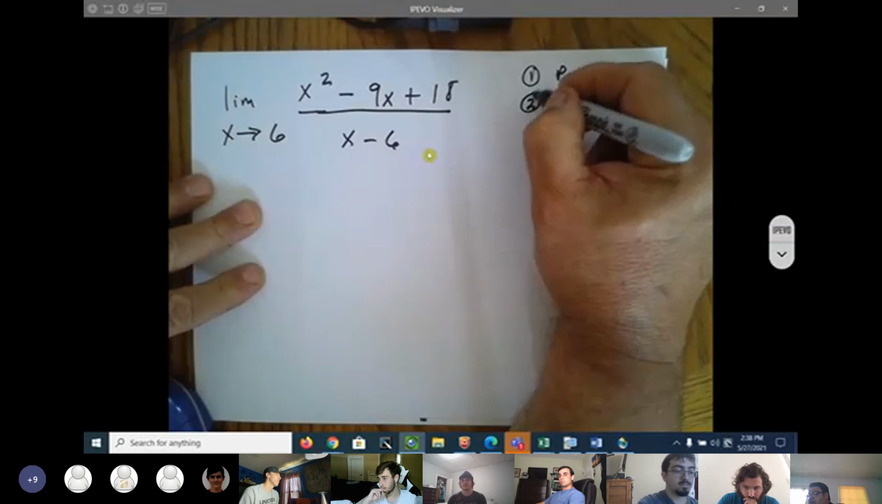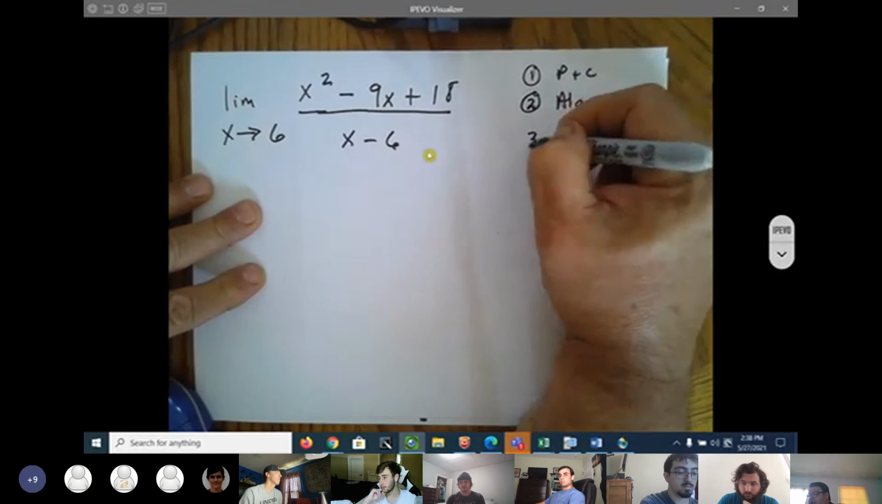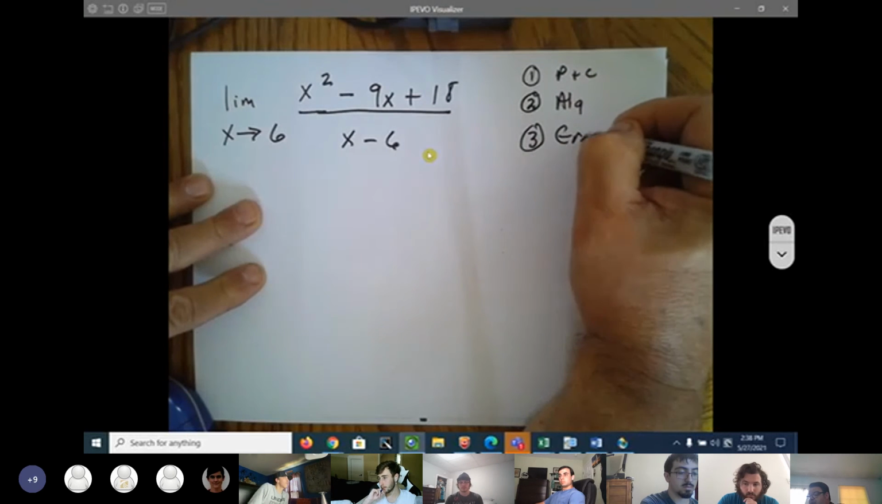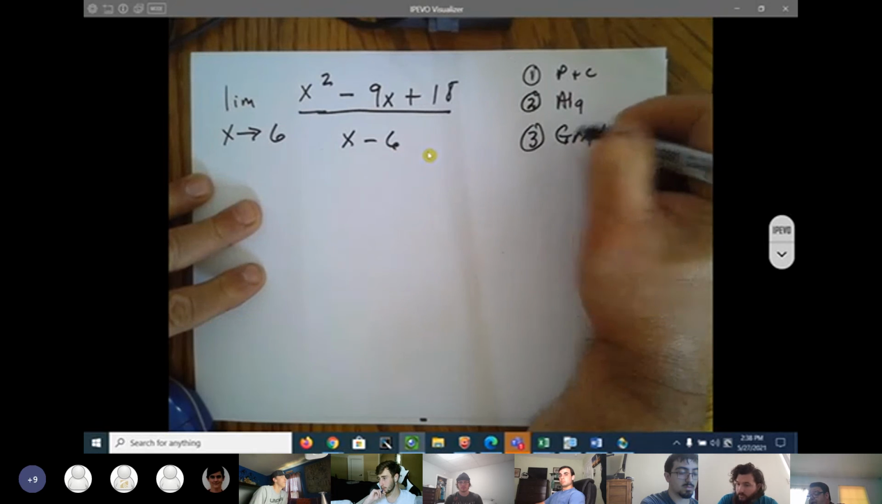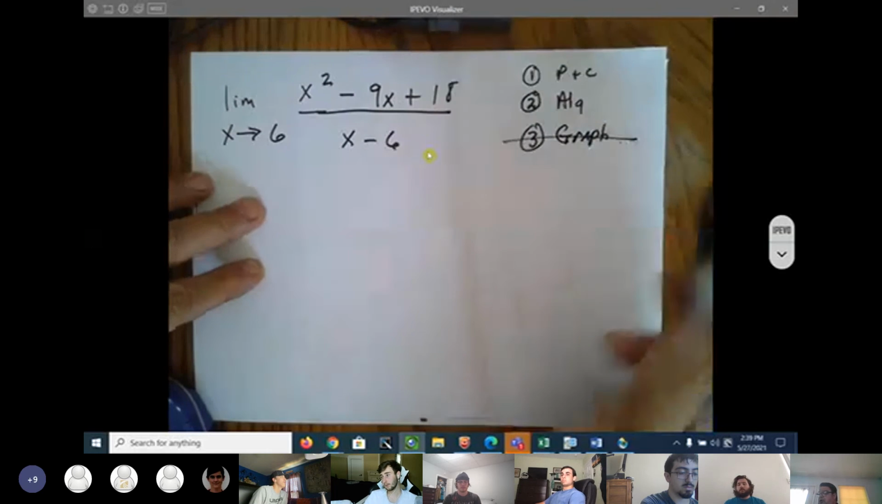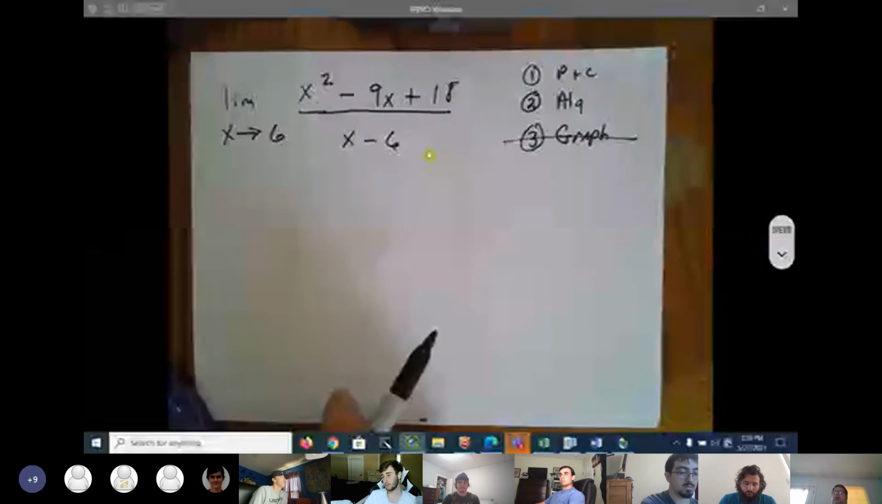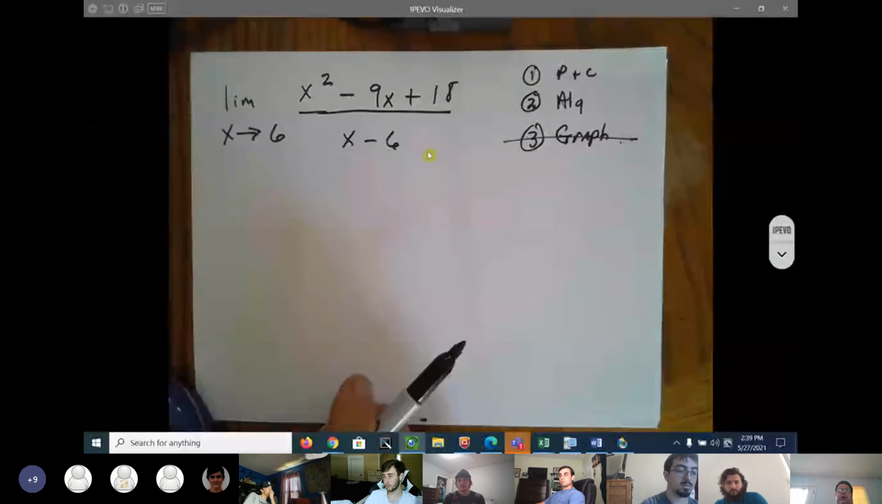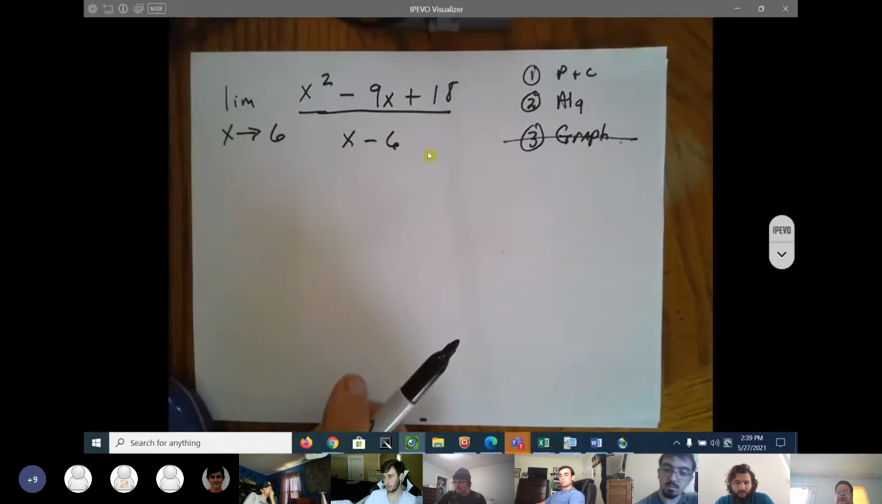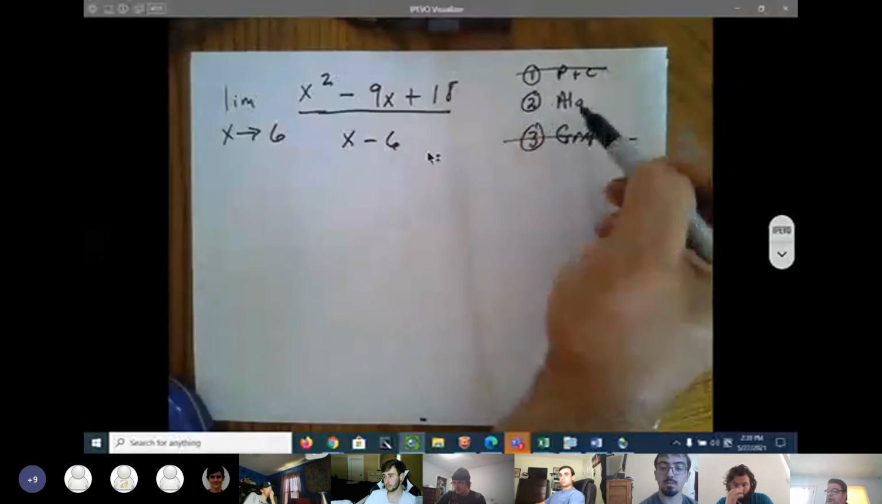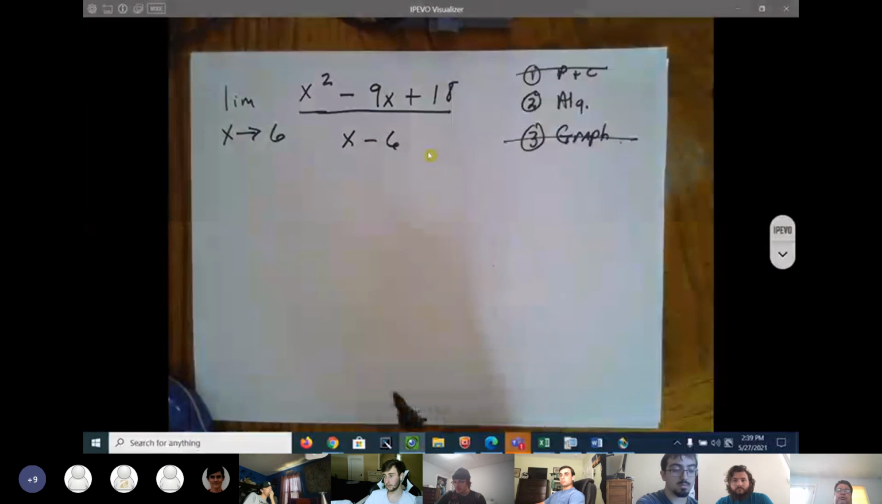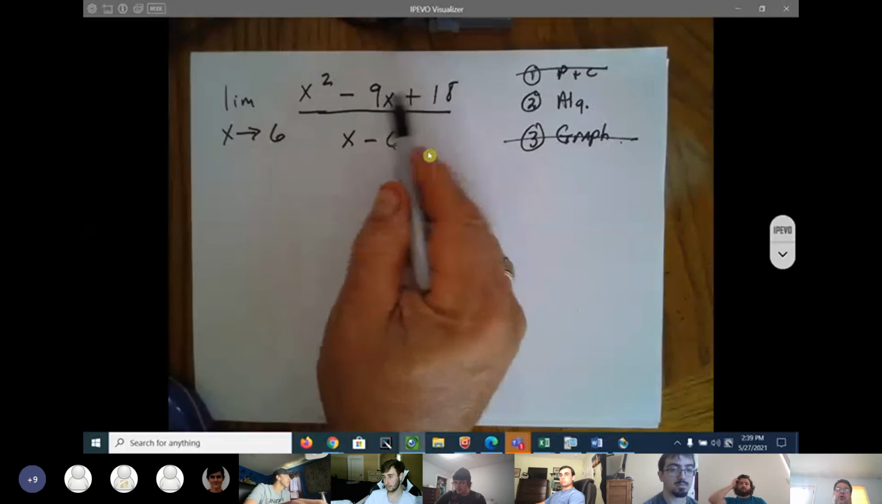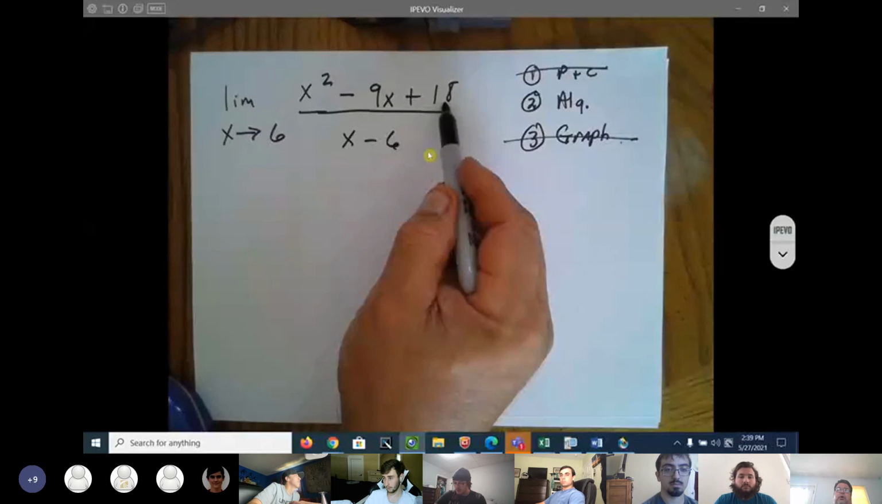2 is algebra, and 3 is graphing. Well, the problem doesn't say anything about graphing, so it's not number 3. Okay, what else is there? Well, plug and chug or algebra. What happens when you plug and chug? It'll blow up the function. It blows up the function, so it's not that one. So that leaves algebra. So this is the reverse FOIL because this is not a perfect square.